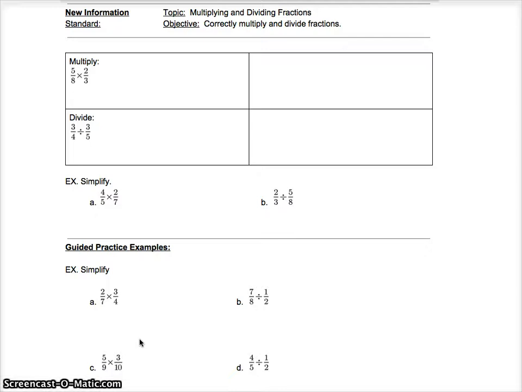Okay, let's look at our examples below. In the box here, it says multiply 5/8 times 2/3. So let's go look at what it takes to multiply fractions.